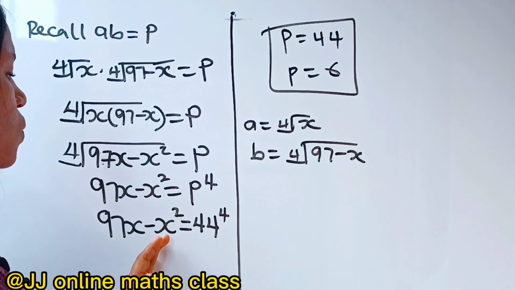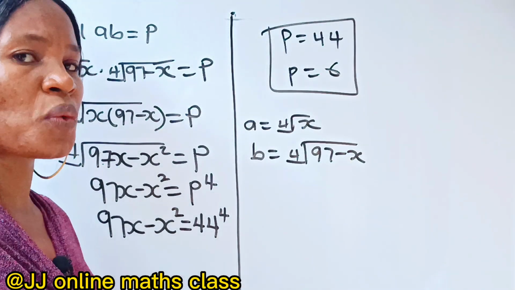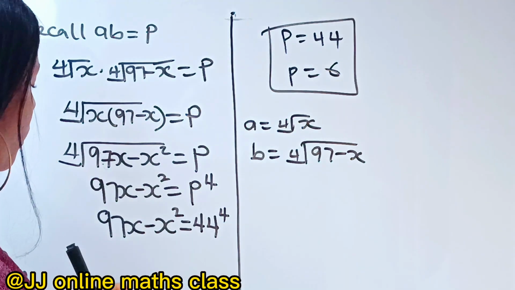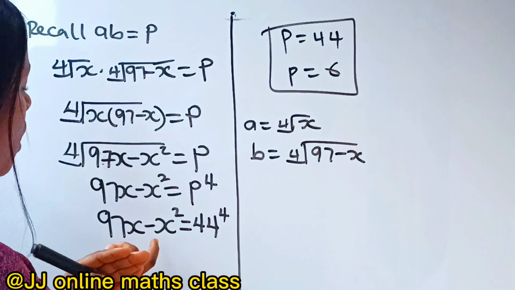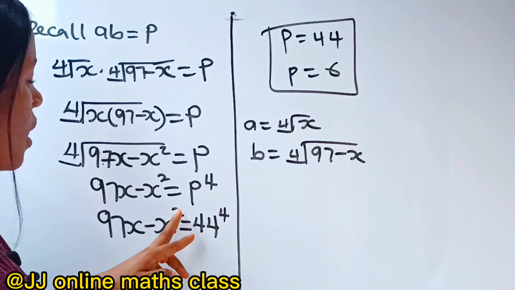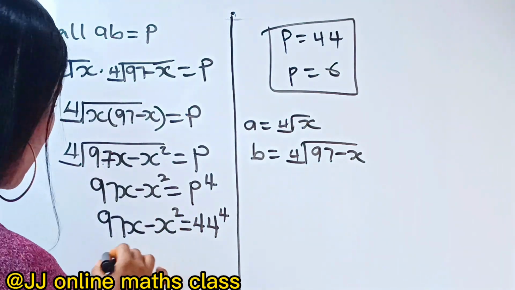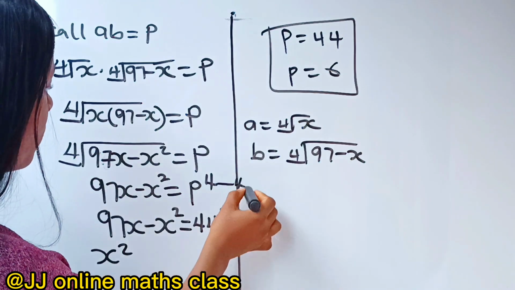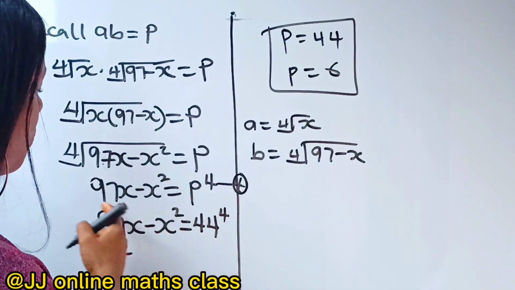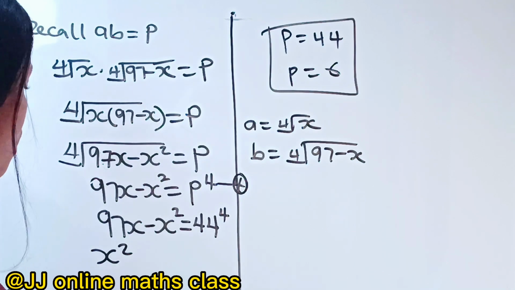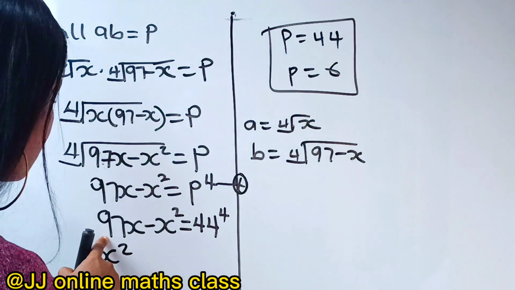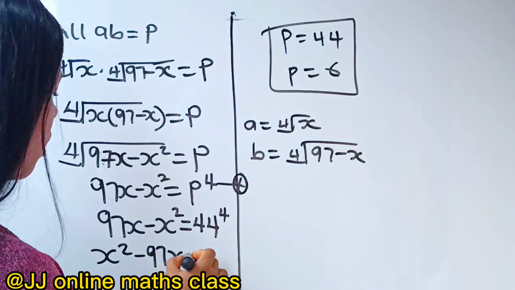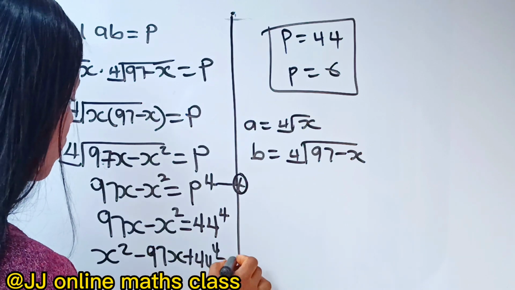Now if we rearrange this so that it will be a quadratic equation, which it is, you know that this x squared is supposed to come first. That means if we transfer everything to this side so that we'll have 0 here, this minus x squared becomes plus x squared, right? So we have x squared. This particular equation we formed, let's call it equation 4. This is very important. Please, let's take note of that. So we now have x squared, then this 97x will become minus 97x, then plus 44 to the power of 4 is equal to 0.